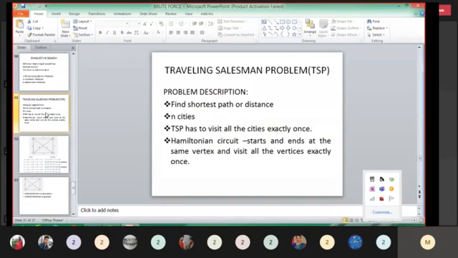So the problem description of the traveling salesman problem is to find the shortest path or distance in a graph which contains n cities. The aim is that the traveling salesperson has to visit all the cities exactly once, right? This problem works based on a Hamiltonian circuit, which starts and ends at the same vertex and visits all the vertices exactly once. This is called the traveling salesman problem.